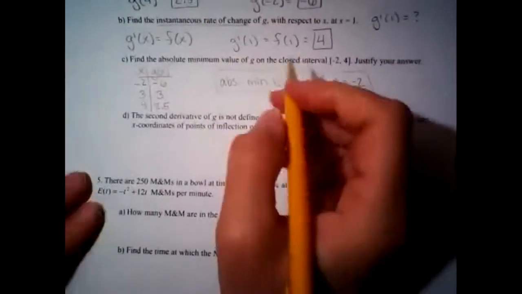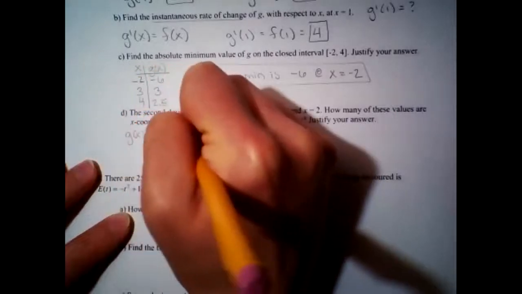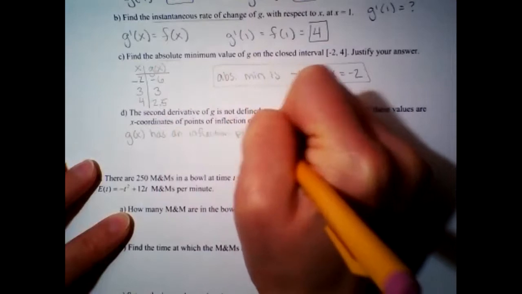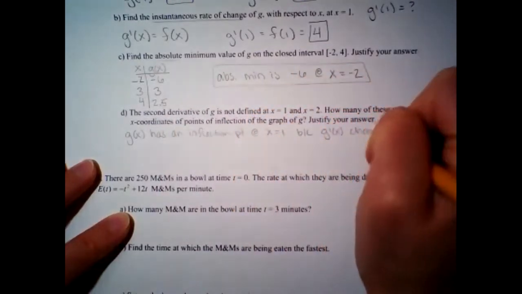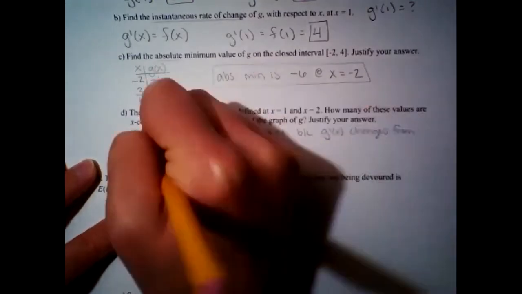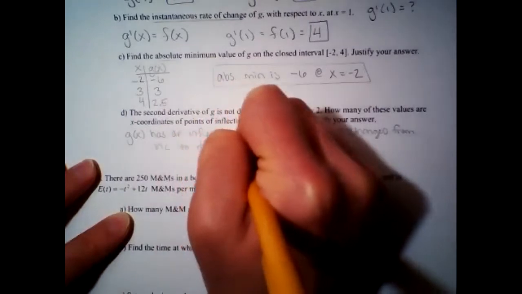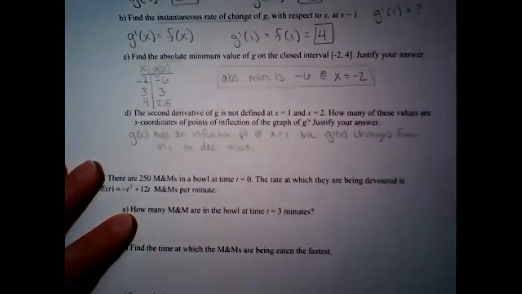Now this is going to be a little bit of writing to say this. All right, so g of x has an inflection point at x equals 1 because g prime changes from increasing to decreasing there. All right, so 1 was a yes. 2 is a no because it doesn't have a change there.